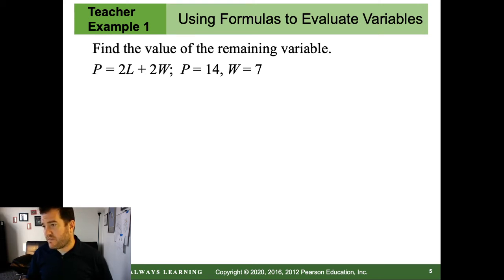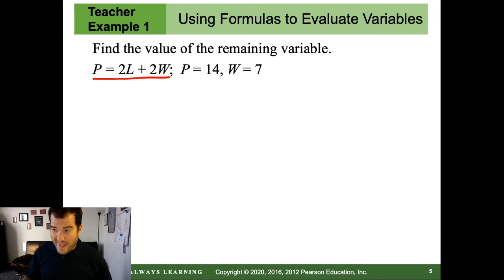So anyways, it says find the value of the remaining variable, and it has this P equals 2L plus 2W, and we know that our P is equal to 14 and our W is equal to 7. So the first thing I do, and this is what I do all the time, is I try to figure out what this is asking. So again, just like that other equation that had P equals 4S, this is going to be the perimeter, and then the L is the length and the W is the width.